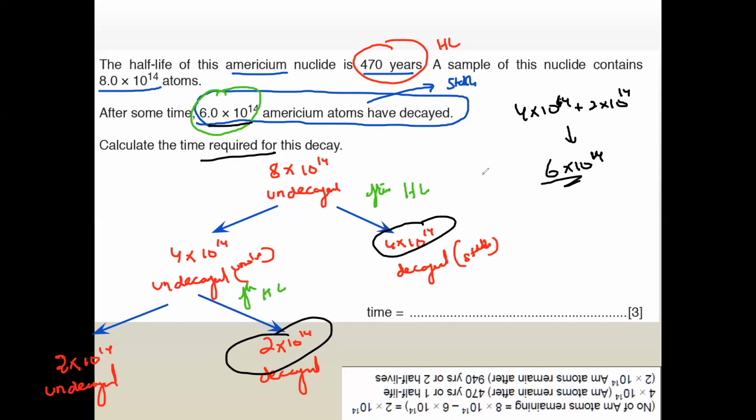How many half-lives are required? 2 half-lives. One half-life is 470 years, so 2 half-lives will be 940 years. So it will take 940 years for this sample to change from 8 into 10 power 14 undecayed atoms to 6 into 10 power 14 decayed atoms.